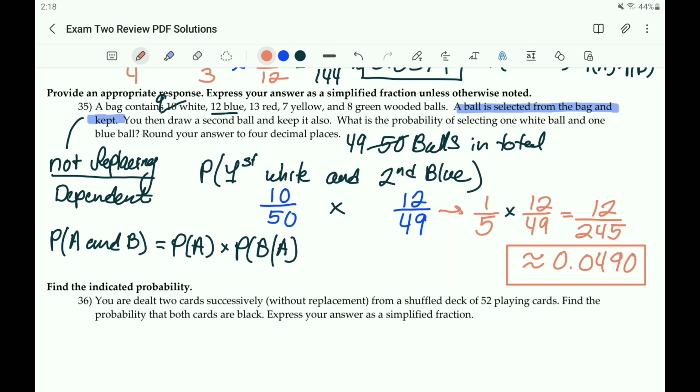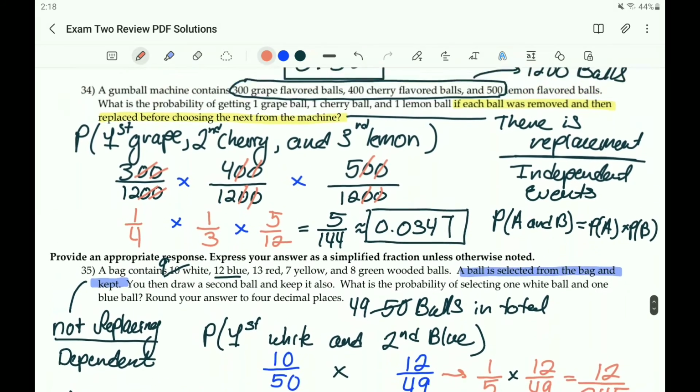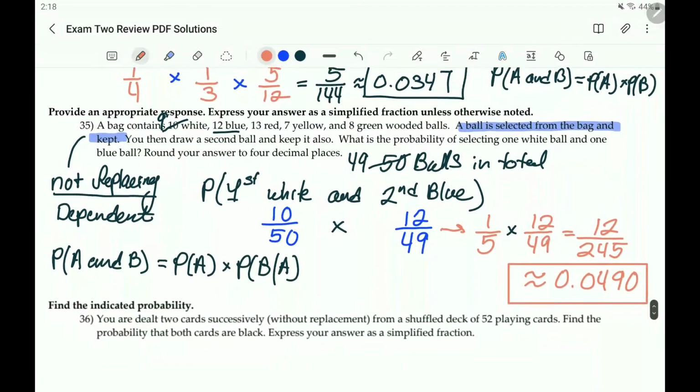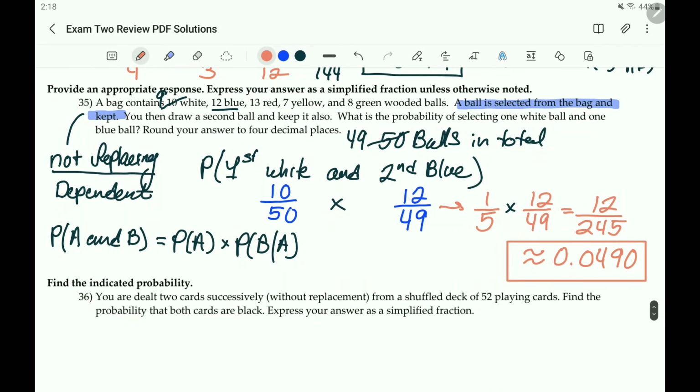Just to recap. For the first one, you are replacing. That's why our denominators stay the same. But for the second one, you are keeping it. So your denominators must decrease by how many you're keeping every time you do this.